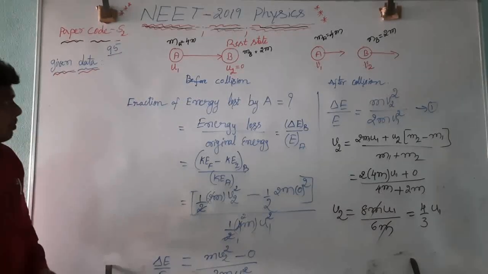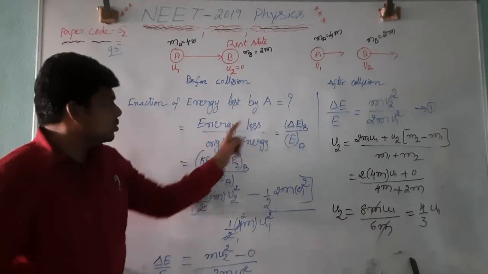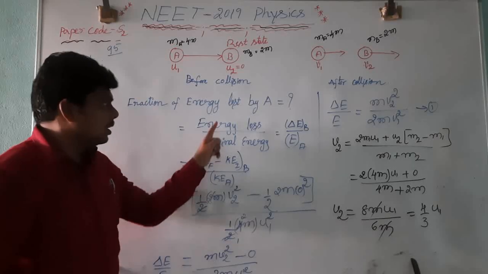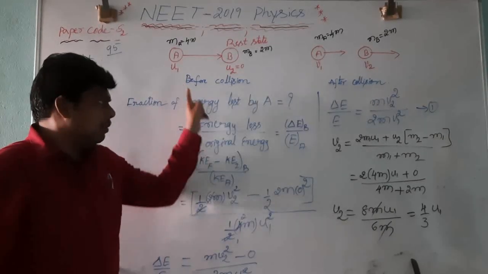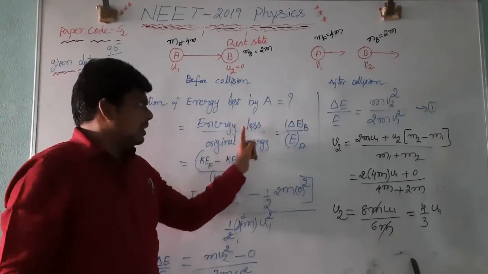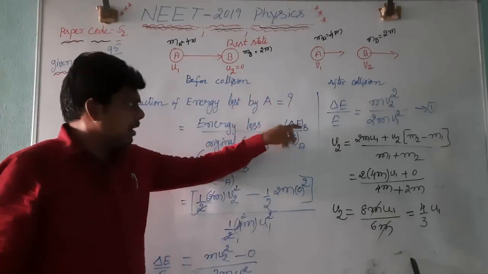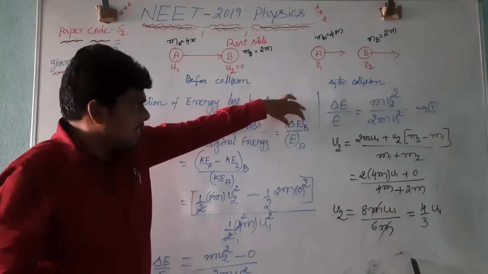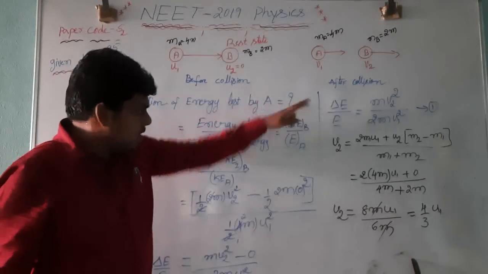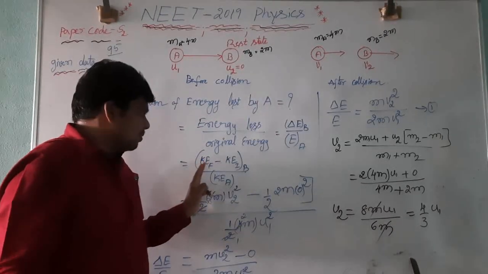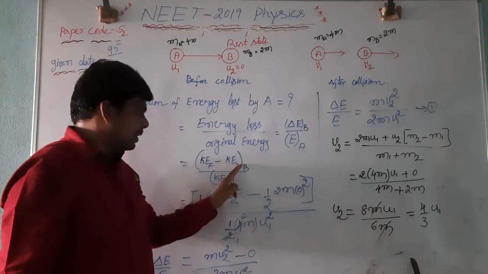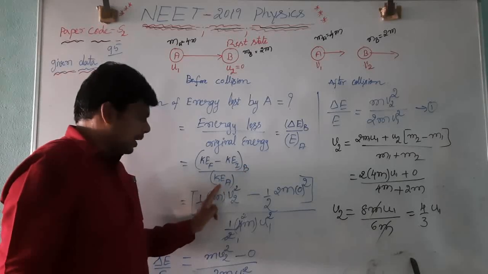Now listen, fraction of energy lost is equal to energy lost divided by original energy. Which body loses the energy? A. Which body gains the energy? B. So the energy lost by A is equal to the energy gained by the body. That energy loss or energy gain is nothing but final energy minus initial energy. Which energy? Kinetic energy. Final kinetic energy minus initial kinetic energy of the body B, divided by original kinetic energy.